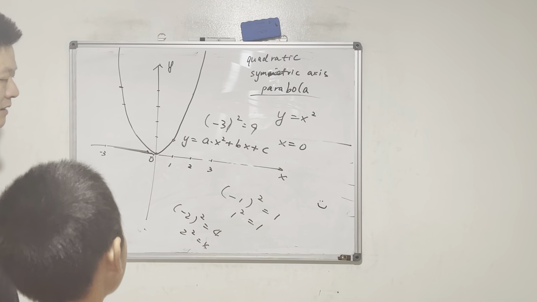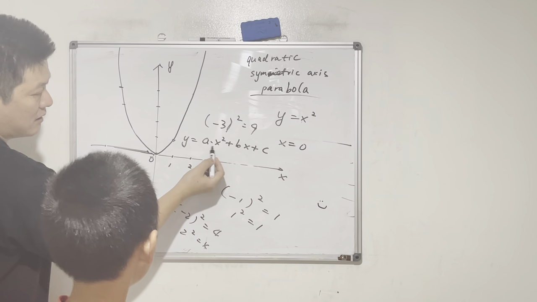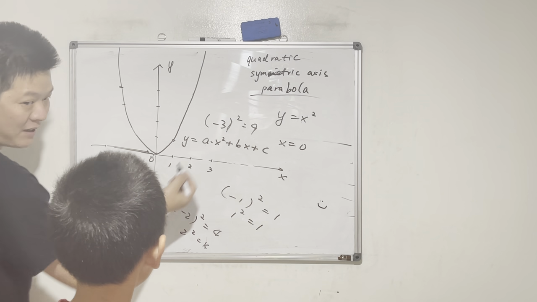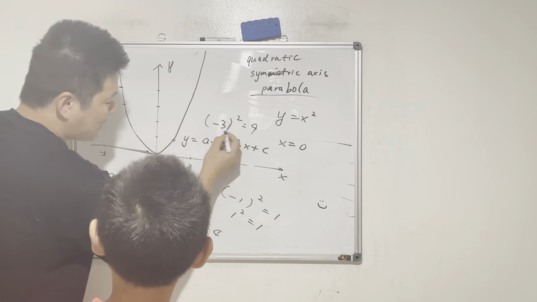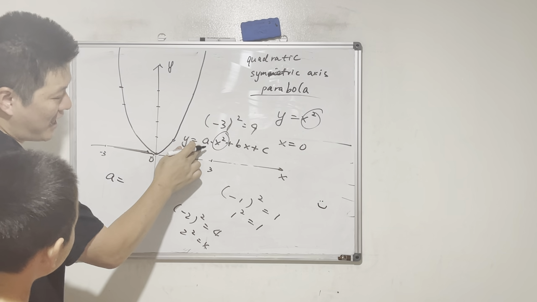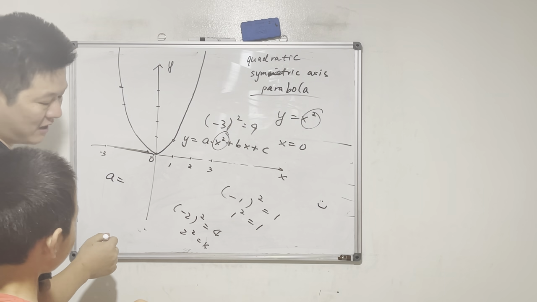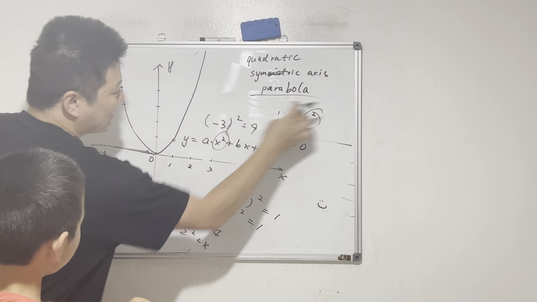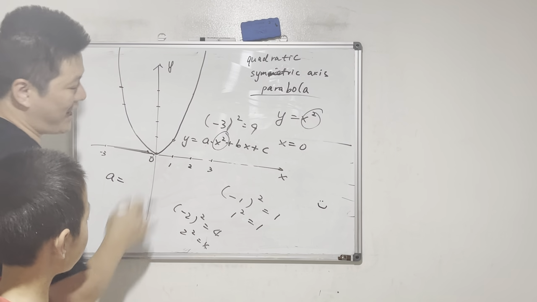What's the value of a? a times x squared, what's the value of a? No, look, x squared. So a times x squared equals x squared. So what's a?